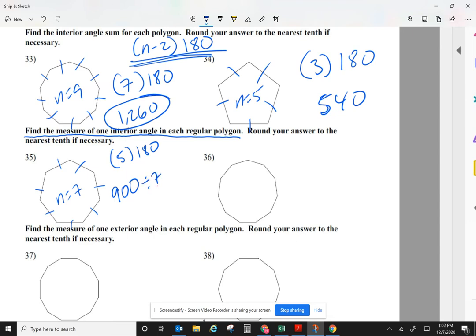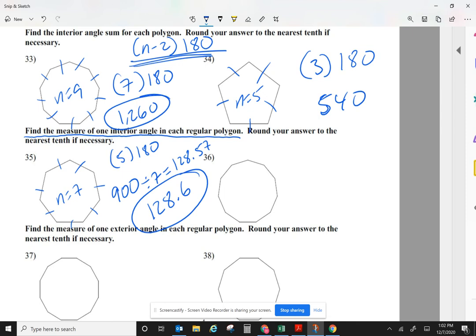Let me divide this by 7 because there's 7 of them. According to my calculator, I get 128.57. I'm going to round it to the nearest tenth, so I call that 128.6. My second decimal place was big enough, 5 or more, so it brought the 5 up to a 6.